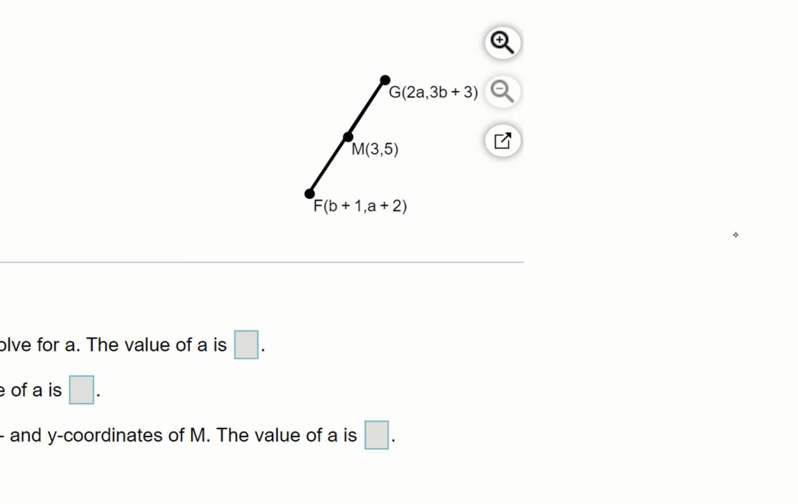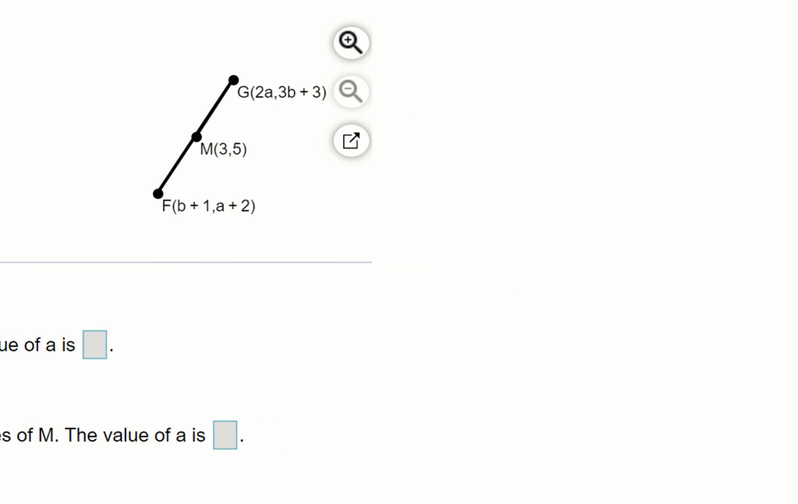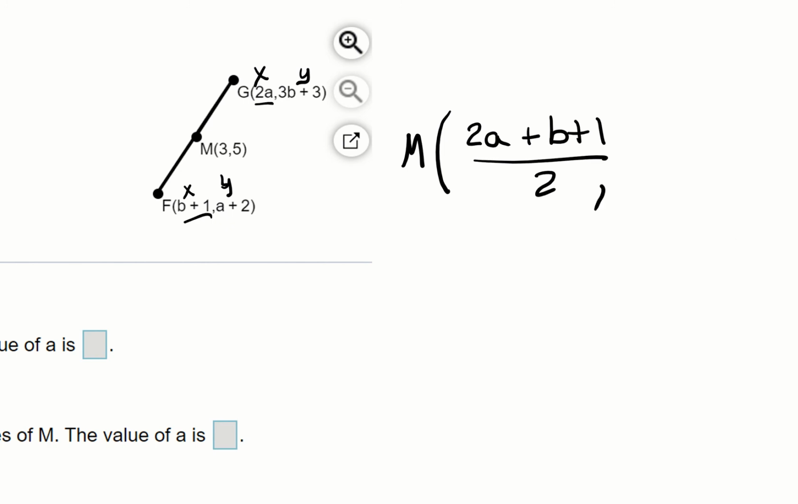We only have expressions. So remember, to find the midpoint, we add the x coordinates together, divide by 2. We add the y coordinates together, divide by 2, right? So that's exactly what we're going to do here. We need to add the x coordinates. This is x, this is x, this is y, and this is y, traditionally. So we're going to add those two x coordinates together first. We have 2a, that's my first x coordinate, plus my next x coordinate is b plus 1. Divide that by 2. That takes care of the first one.